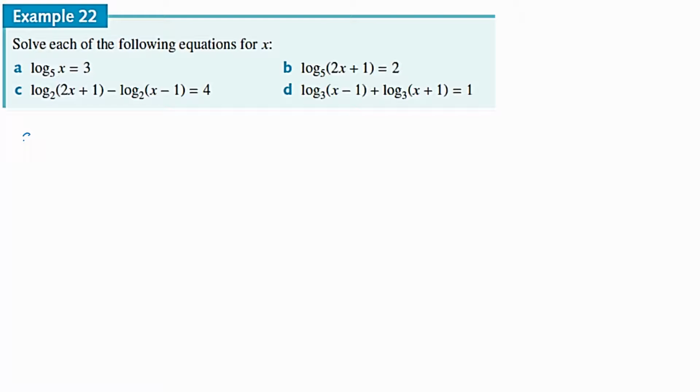Let's do this one. Let's do A. Log base 5 of x equals 3. What I want you to do is read it as an exponential. So if you were to read this as an exponential, what would this be? Yeah, 5 to the power 3 equals x. Now, I don't know what that is. That's 125 actually. Yes, 125. Done. Okay, so if you read it as an exponential, it makes it so much easier.